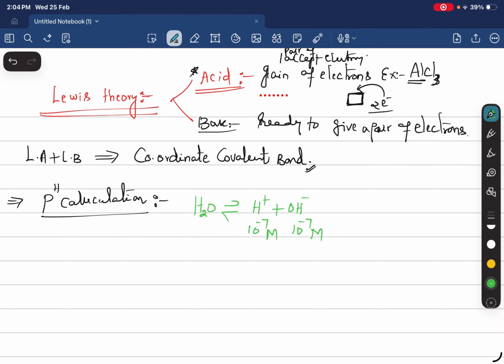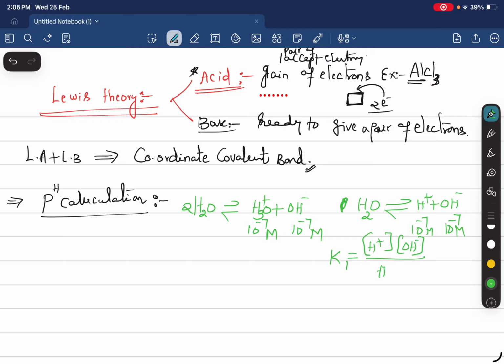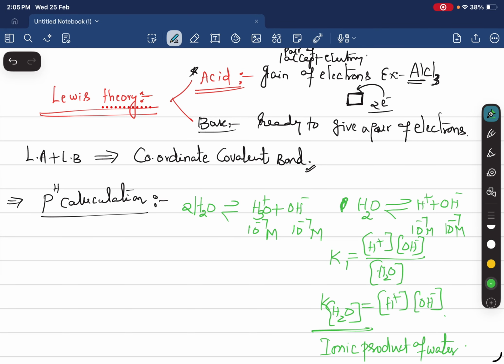So for this, in the place of H plus, we can write H3O plus. We can write that same equation, H2O converted into H plus plus OH minus, 10 power minus 7 molarity or mole per liter. So you can write the equilibrium constant equals H plus times OH minus by H2O, products by reactants. So KH2O equals H plus into OH minus. Now this KH2O we can write as the ionic product of water, which is always H plus into OH minus.